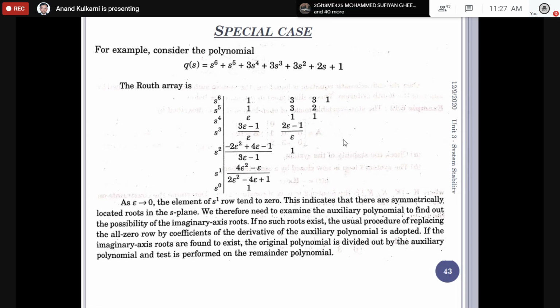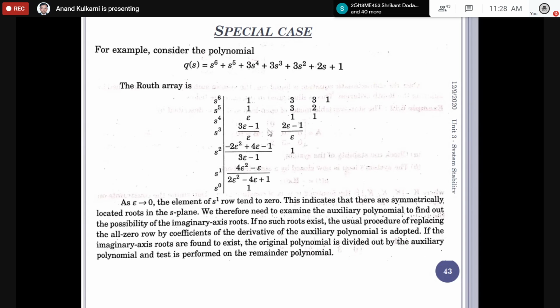So why it is happening is, there are three possibilities. Symmetrically placed roots on the real axis, symmetrically placed roots on the imaginary axis, repeated roots on the imaginary axis, or roots having the same real and imaginary part but opposite sign. That is quadrantal. So when multiple of these combinations come into the problem, this case happens, which is very rare.